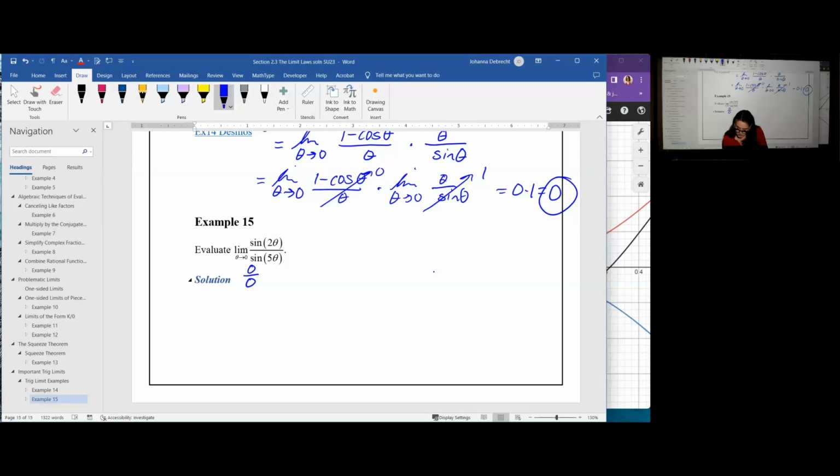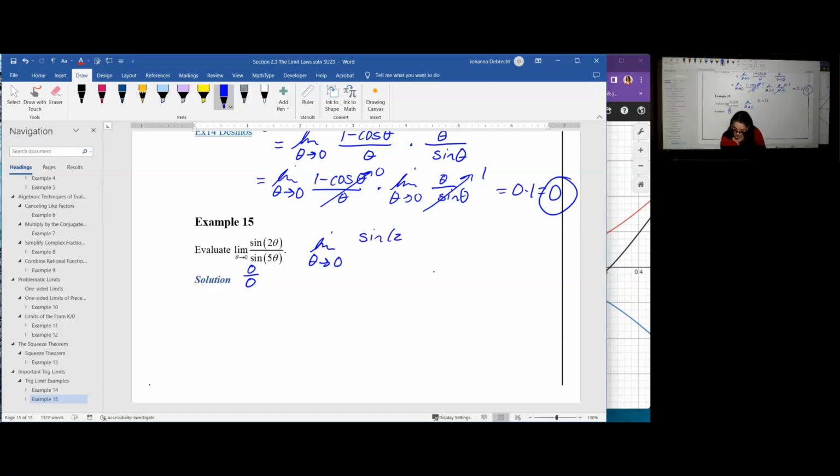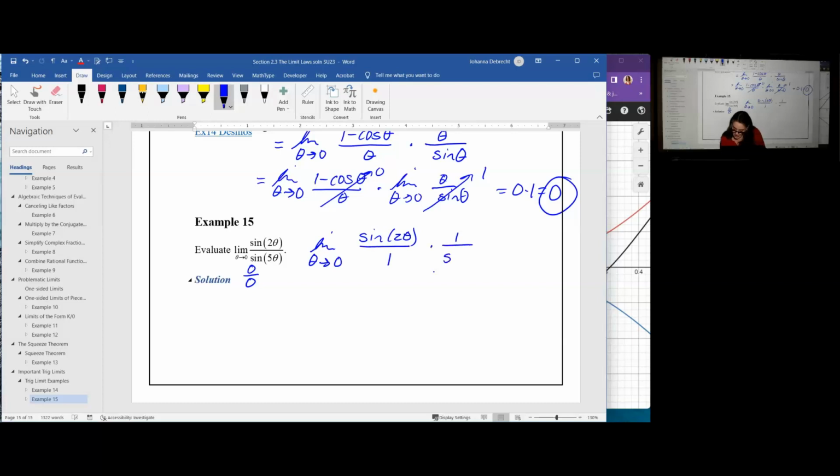Then what I want to do is look at the limit. Now this has a 2 theta and a 5 theta. Now that's a little bit of a problem. But as theta goes to 0, 2 theta also goes to 0, and 5 theta goes to 0, because a constant times 0 is still 0. So I want to split this apart into two different ones. And I want to have sine of 2 theta up here, and 1 in the denominator, and 1 and sine of 5 theta in the denominator here.